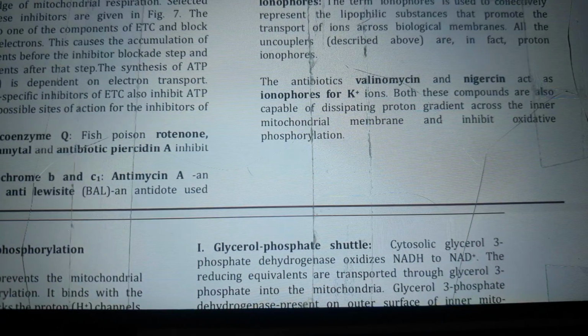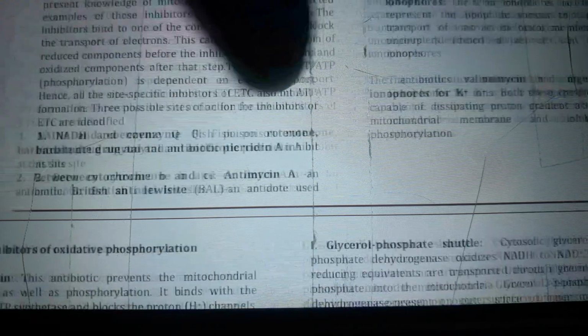Ionophores. The term ionophores is used collectively to represent the lipophilic substances that promote the transport of ions across biological membranes. All the uncouplers described above are in fact proton ionophores. The antibiotics valinomycin and nigericin act as ionophores for K+ ions. Both of these compounds are also capable of dissipating the proton gradient across the inner mitochondrial membrane and inhibit oxidative phosphorylation.